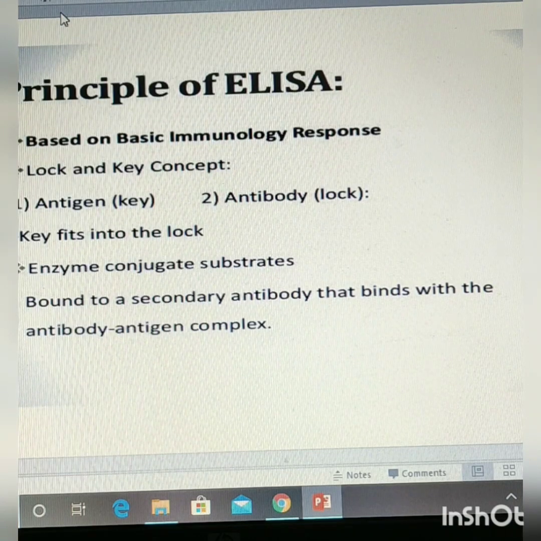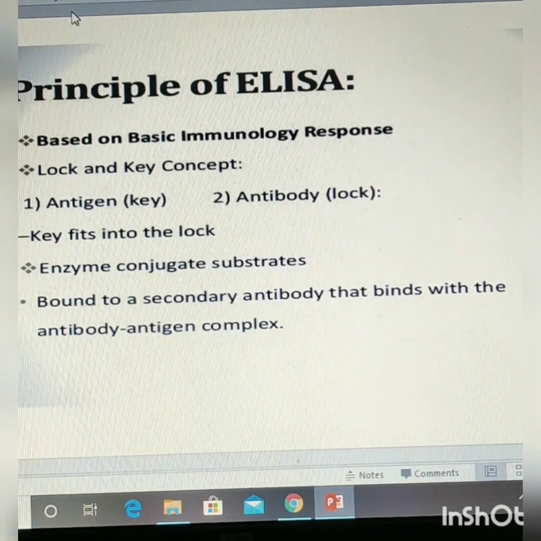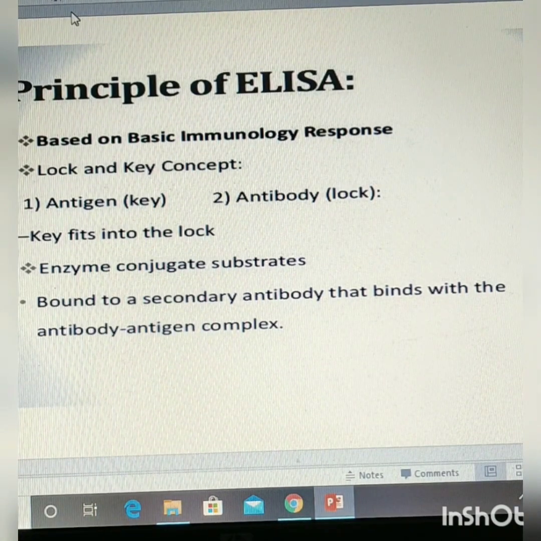The principle of ELISA. The principle is based on basic immunology response, that is, lock and key concept and enzyme conjugate substrate concept. The lock and key concept includes antigen as a key and antibody as a lock. The key fits into the lock as antigen fits into antibody. Addition of a substrate to enzyme conjugates initiates chemical reactions that subsequently will result in a product. Generally, ELISA substrate generate a soluble product.